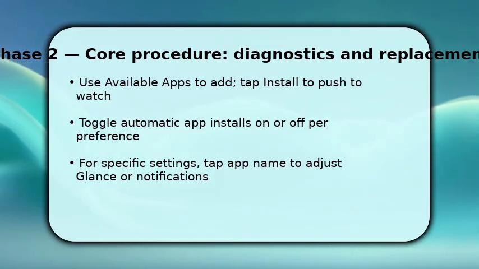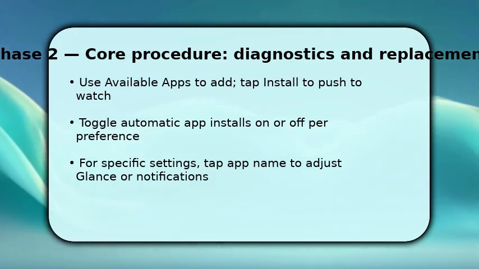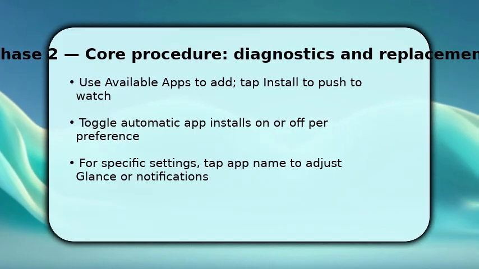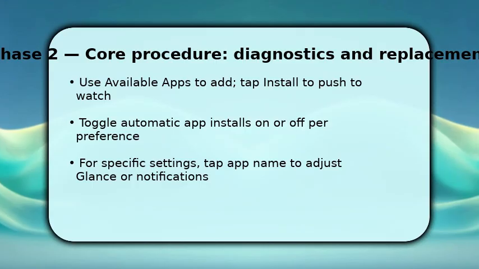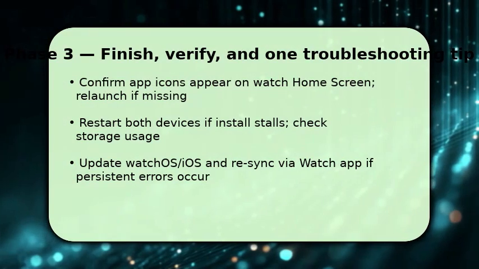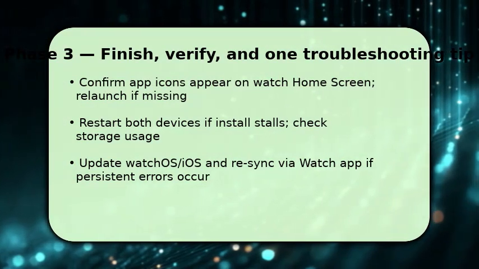For finer control, tap an installed app to adjust complications, notifications, and which data the watch can show. This step ensures only the app. To finish, verify the app icons appear on your Apple Watch home screen. Tap one to open and confirm it runs.